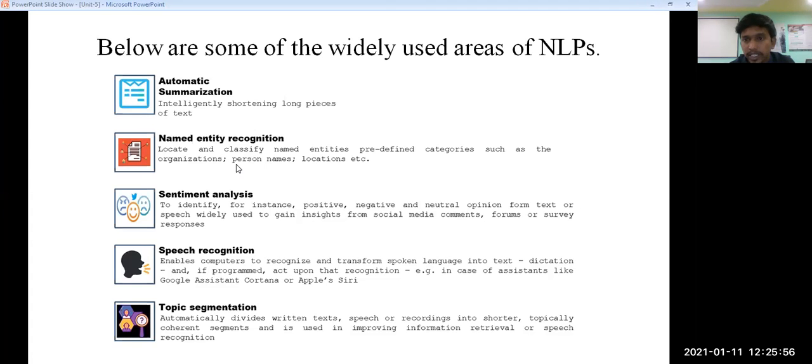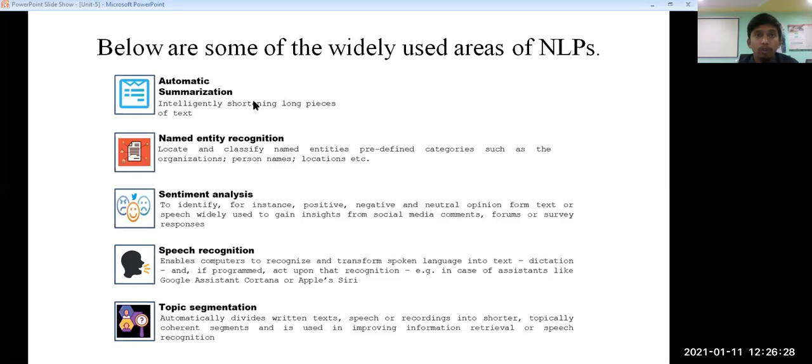There are many other areas still, but however, I have taken some basic or widely used applications of your natural language processing. So the first one is automatic summarization. Suppose the best example you can take for this is a newspaper. So this is one important application or a project which you can look into in the upcoming years, whenever you are trying to concentrate with respect to your natural language processing.